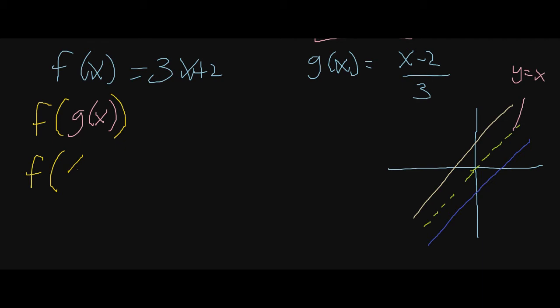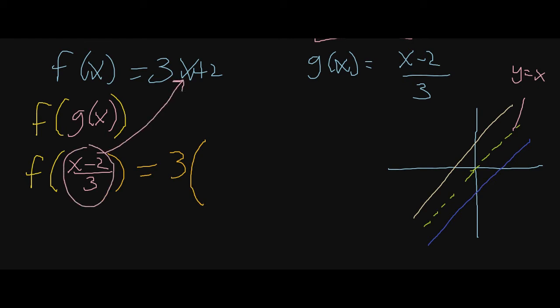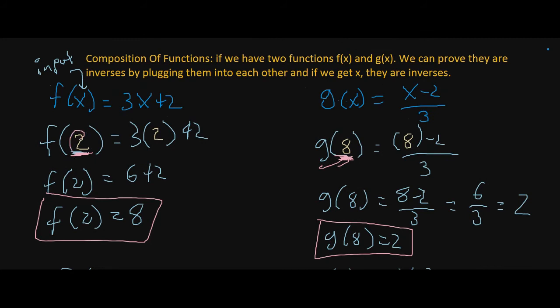I'm going to use a different color so that we can make sense of this. x minus 2 divided by 3. Okay, all right, now we're going to get f equal to 3. I'm going to put parentheses. This entire thing is going to replace x, because that's our input, right? Anything that's inside our parentheses, we're replacing with x. We're replacing the entire thing with our input, just like before over here, when it was 2, we replaced the x with a 2.